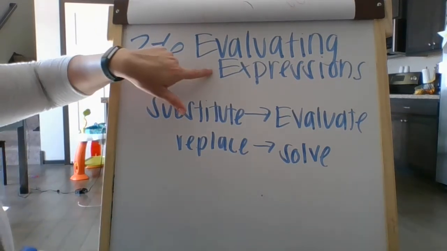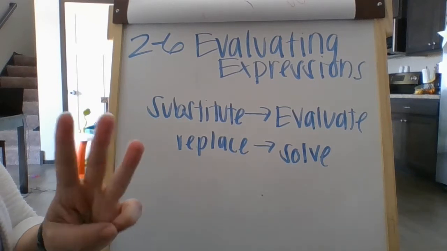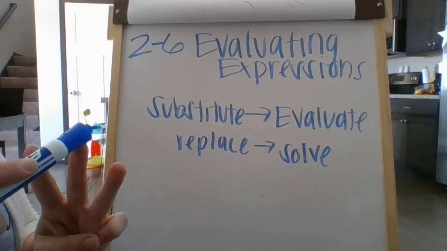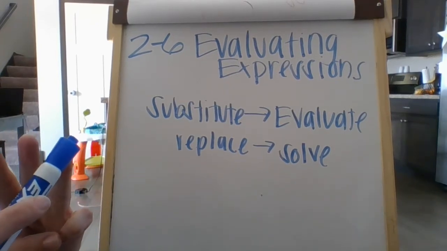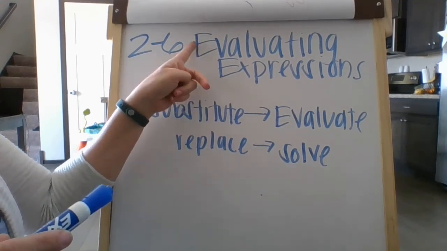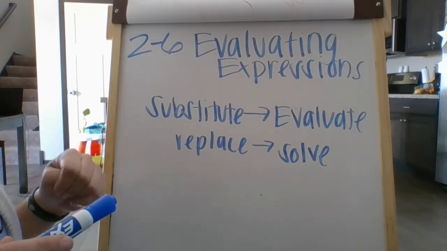Today we're going to be taking a look at 2-6, which is evaluating expressions. A couple things to keep in mind. Remember, our expressions have three different things. An expression is always going to have a number, an operation, and a variable. Today we're going to be evaluating these expressions. Okay? Evaluating, fancy word for solve. We're actually going to be coming up with an answer for these ones.